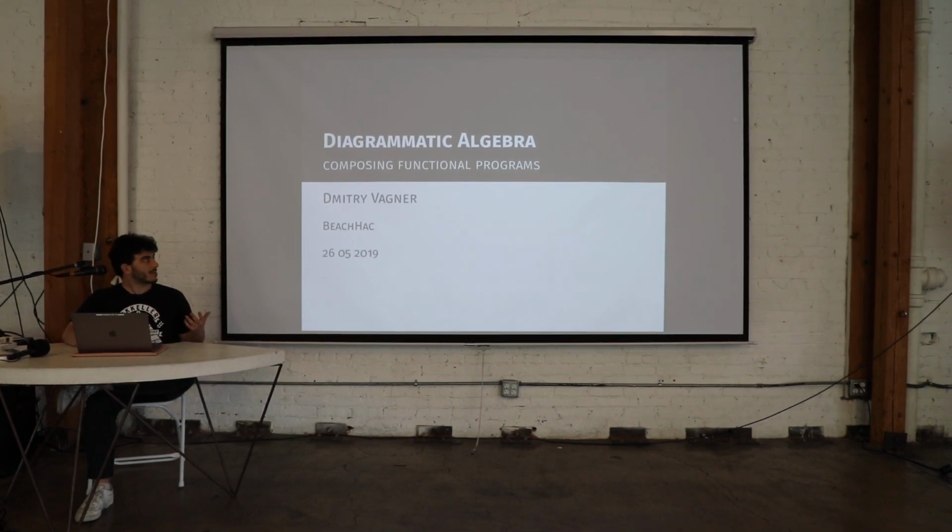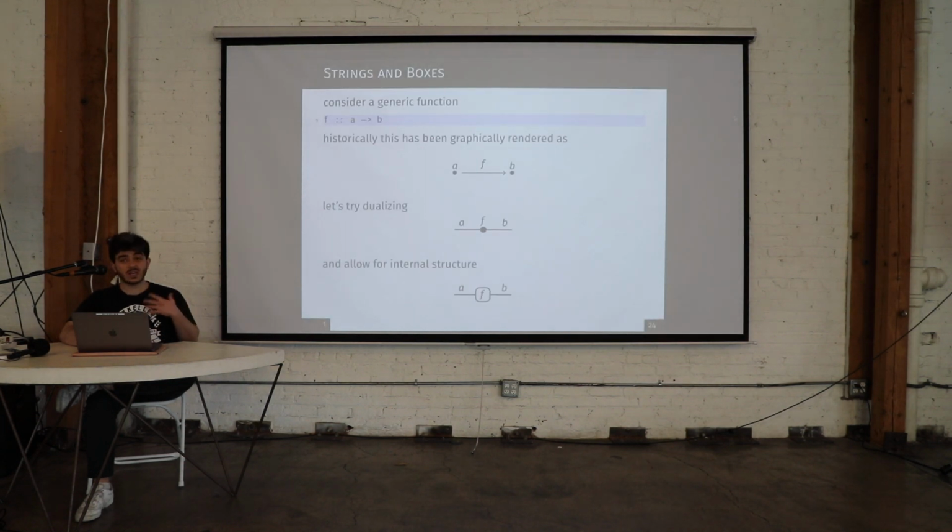So I'm giving a talk on diagrammatic algebra, which is sort of a visual approach inspired by category theory to talk about various compositional structures, such that the visualizations accord with the algebraic laws. So let's get started. Let's say I have a generic function from A to B.